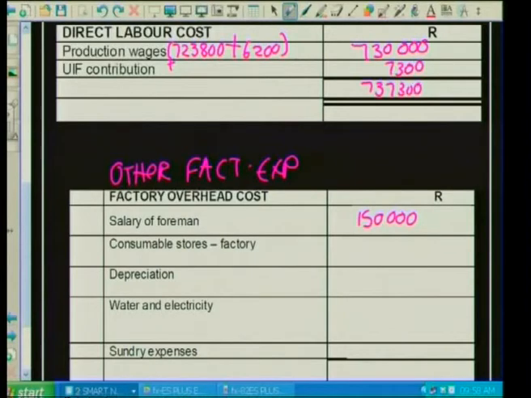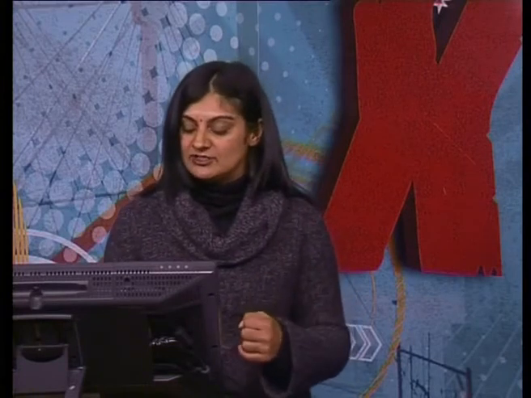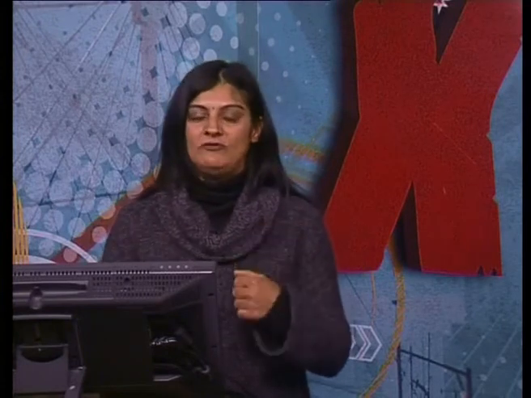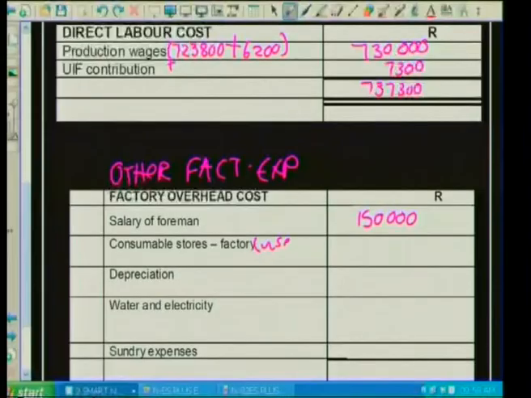Then the next cost is our consumable stores for the factory. And remember here, the example that I gave you guys was that an item such as glue could be considered to be consumable stores. It's an indirect material that is used in the making of the product itself. Now, in order for me to calculate my consumable stores that was used in the making of the shoes, I'm going to give you guys a very simple formula that will work with more or less almost any question.